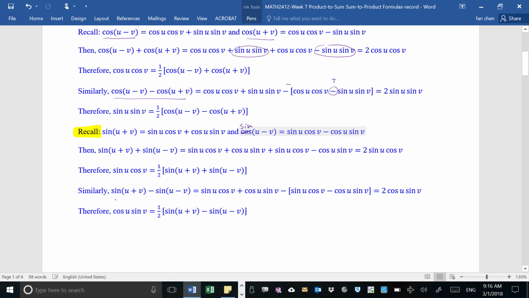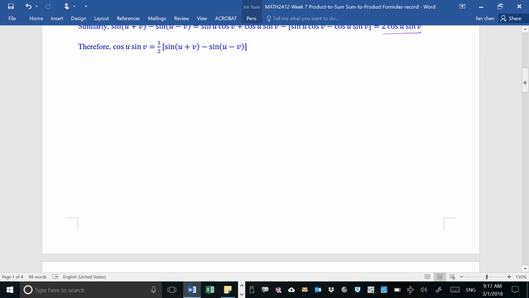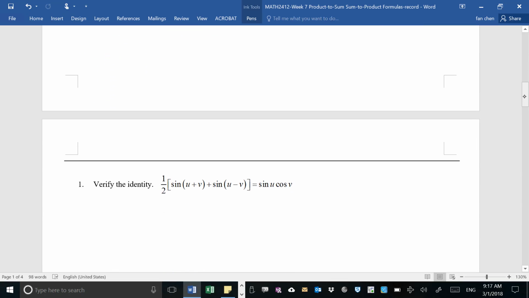And similarly, if you subtract sine u plus v and sine u minus v, you will end up with 2 cosine u sine v. Divide both sides by 2, then you get half of sine u plus v minus sine u minus v. So this is where this formula comes from.